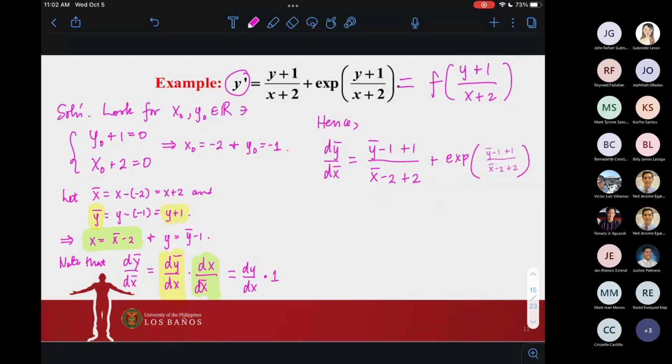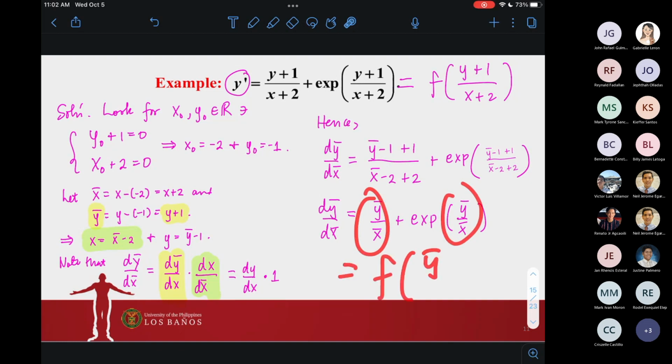Okay? And then simplify, magiging y bar over x bar plus exponential ng y bar over x bar, dy bar over dx bar. And this is now a what? This is now homogeneous of degree 0. All right? Or actually, equivalently, this is now simply a function of y bar over x bar. Kasi kapag nakakita ka ng variable, laging magkasama yung y bar over x bar. Walang nagsosolong variable, so you can say that this is indeed a function simply of y bar over x bar. Okay? And basically, you can also show that this is homogeneous of degree 0.